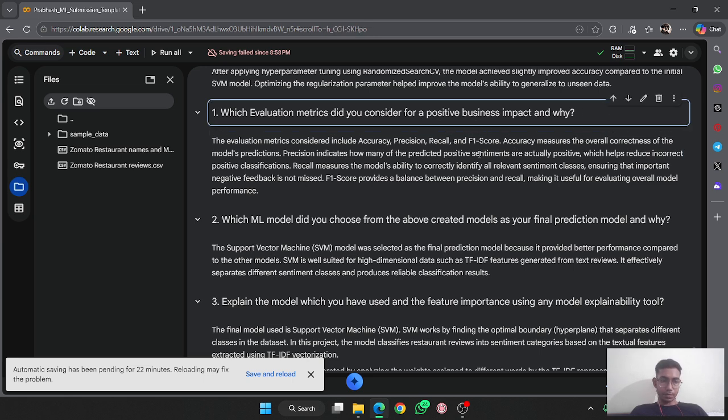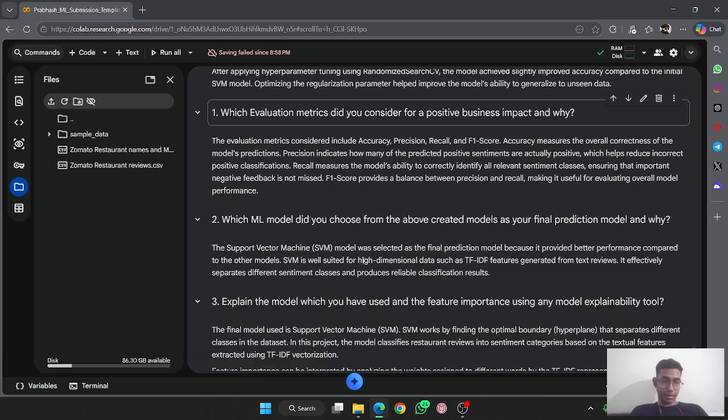Business impact. This model can help restaurant businesses automatically analyze customer reviews and classify them as positive, negative, or neutral sentiment. This allows businesses to quickly identify negative feedback and improve service quality based on customer opinion.